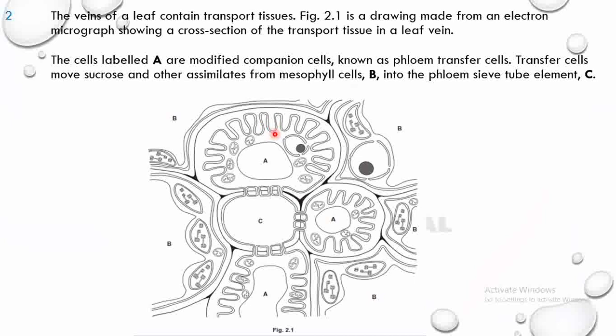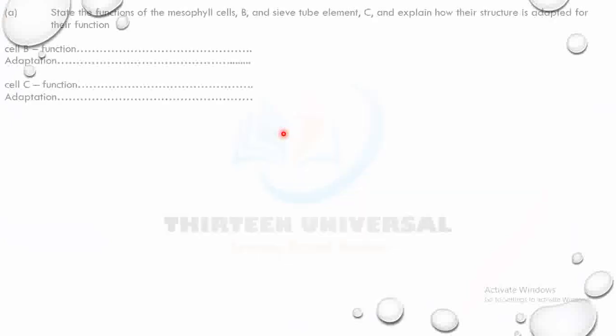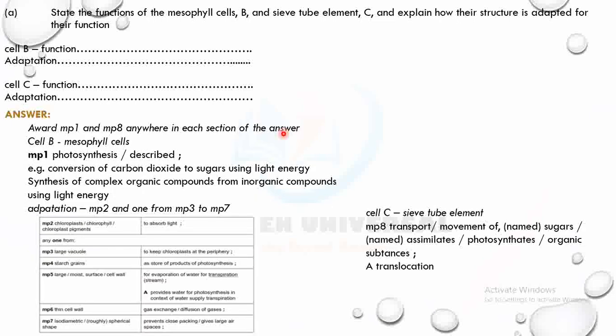That helps to set up more proton gradient, and it contains more co-transporters for sucrose and hydrogen ion. That means it allows more sucrose to be loaded. So more sucrose moves into the companion cell and then moves to the sieve tube elements. So those two transport proteins are very important. Let's look at what the mark scheme says for that question.